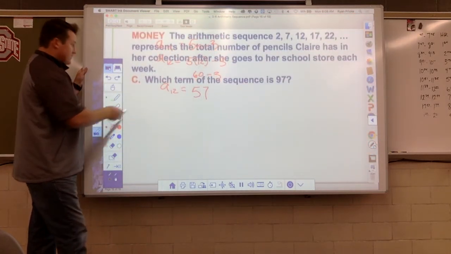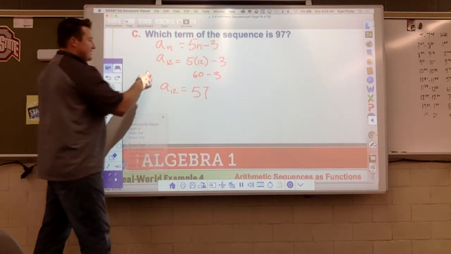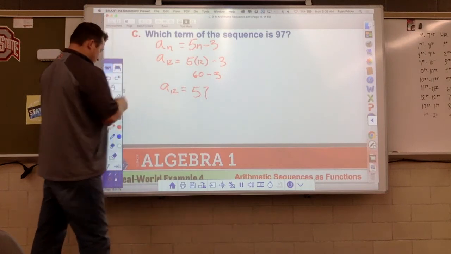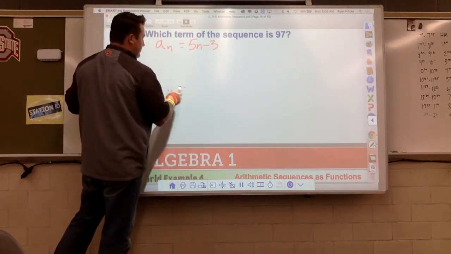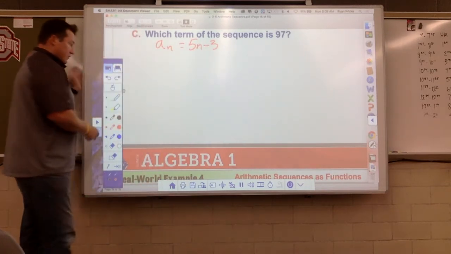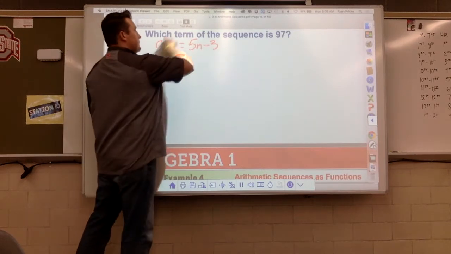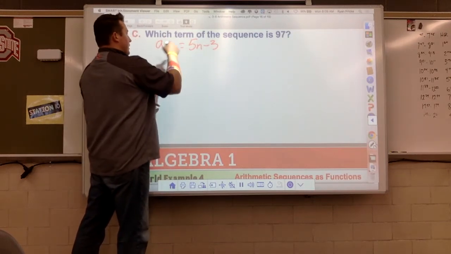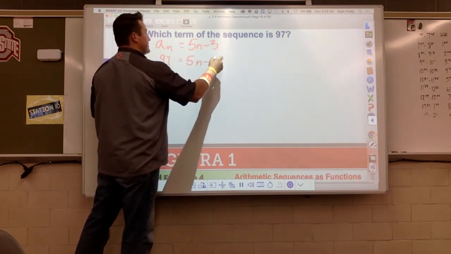Here we go. So once again, they're asking me to figure out which term of the sequence is 97. All right, so 97 is going to be a number in our sequence. Let's figure out which term it is. Again, we're going to use this formula. Now this turns into 97 equals 5n minus 3.